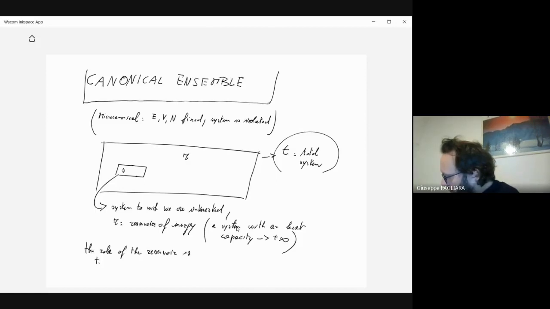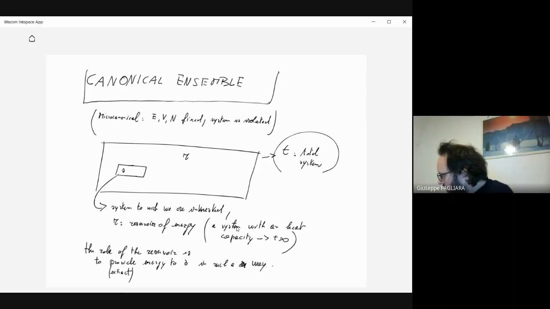is to provide energy to S, well, to provide or to extract energy, okay? Extract. Yes, in such a way that S has a fixed temperature.